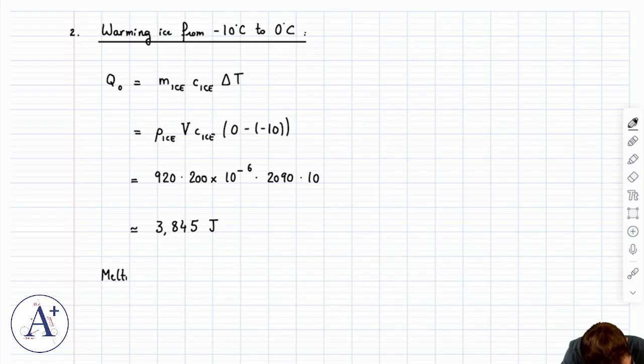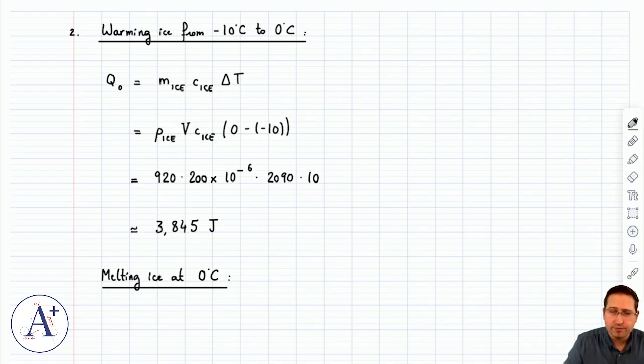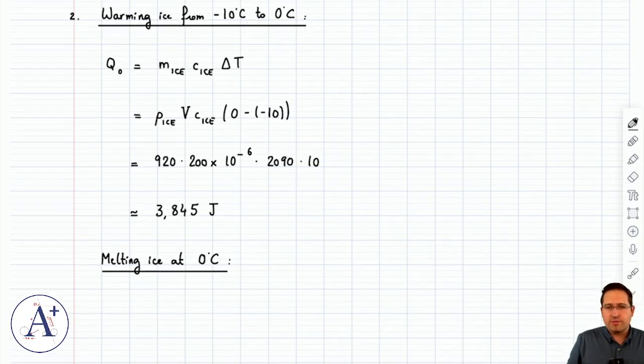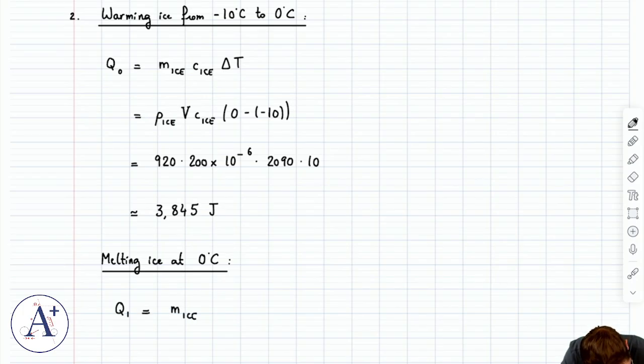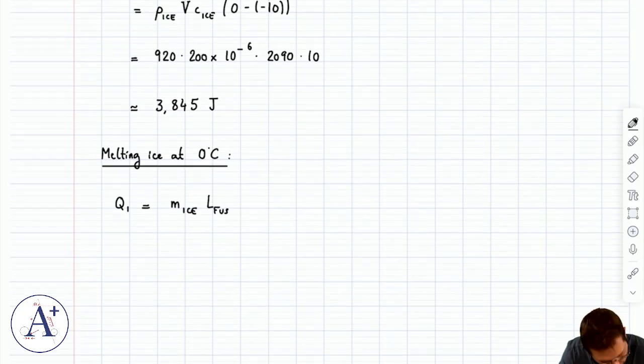I'm going to have to account for melting the ice at constant temperature, 0 degrees. Well, that's a phase change, right? What phase change is it? It's fusion. And so it's a positive amount of heat, Q1, that is required, and Q1 is mass of ice times L fusion, which is going to be rho of ice times the volume V multiplied by L fusion.